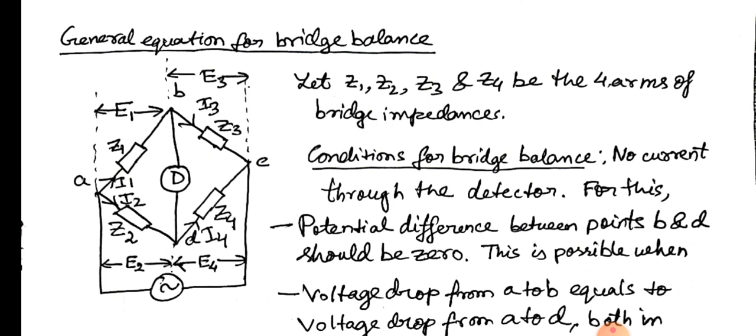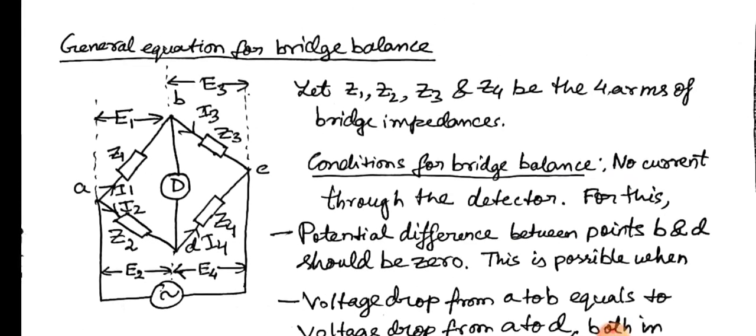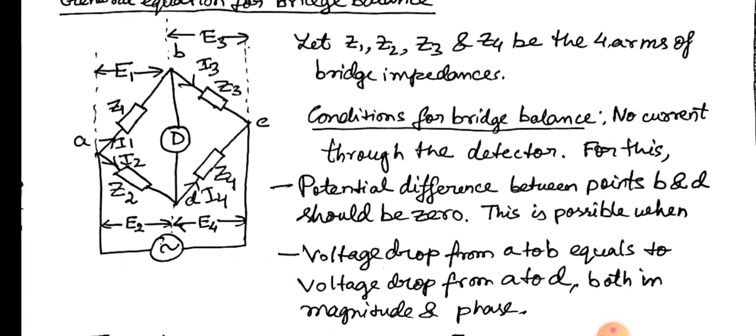Now, the condition of bridge balance is that there should be no current through the detector D. Earlier it was galvanometer G, here in AC it is detector D. For no current flowing through the detector, the potential difference between the points B and D should be 0, and this is possible when the voltage drop from A to B equals the voltage drop from A to D. That is the criterion, and both should be equal in both phase and magnitude, since we are dealing with AC quantities.